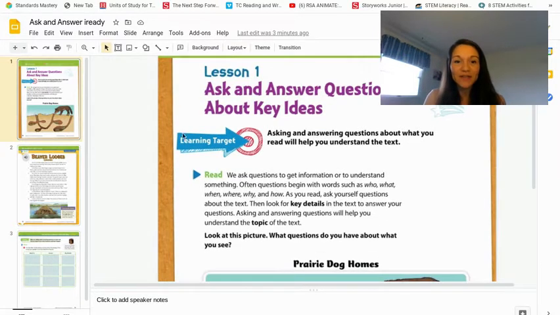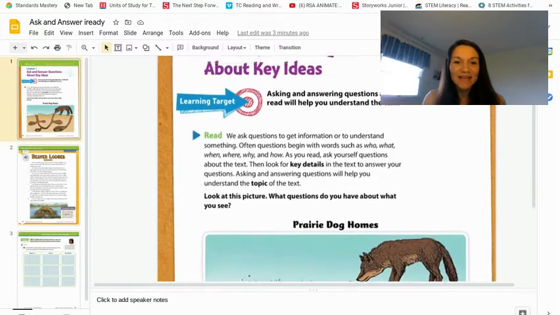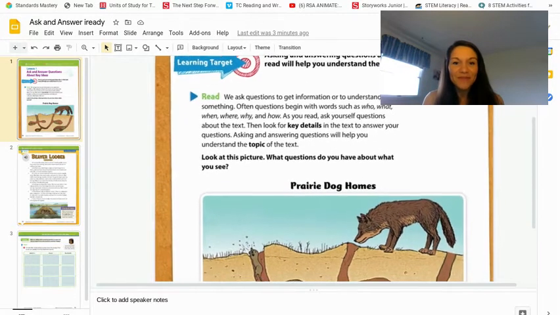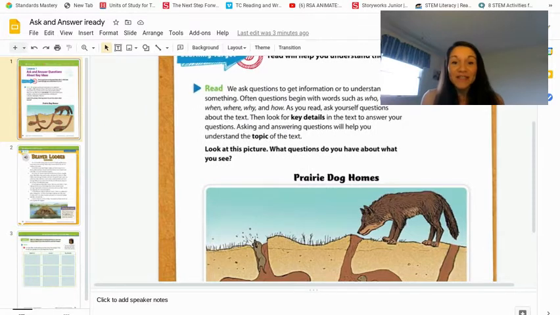So let's take a look at our learning target here. Asking and answering questions about what you read will help you understand the text. So that's our learning focus for today. We ask questions to get information or to understand something. Often questions begin with words such as who, what, where, when, why, and how. As you read, ask yourself about the text. Then look for key details in the text to answer your questions. Asking and answering questions will help you understand the topic of a text.